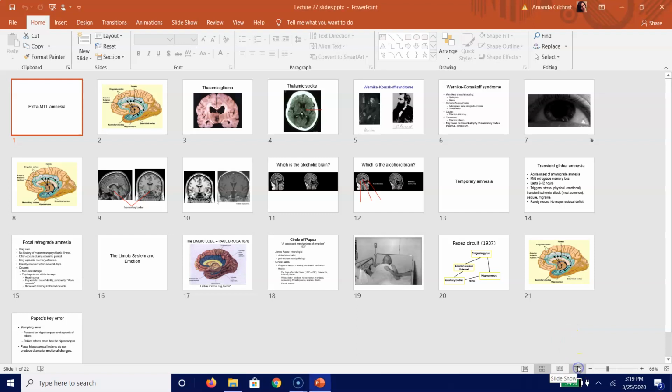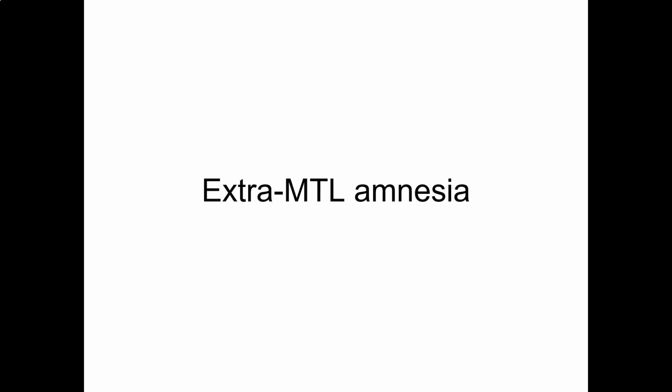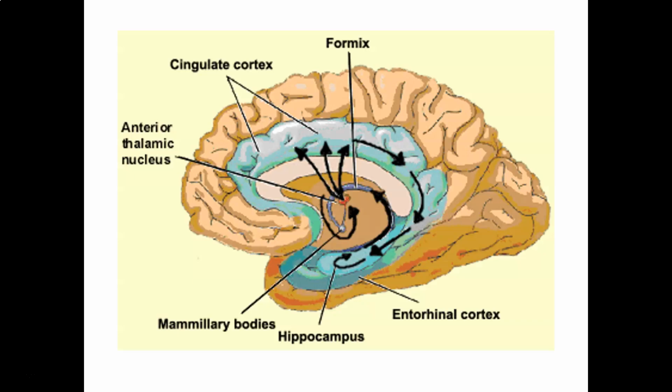All right, folks. So today we're going to talk a little bit about amnesia that occurs due to damage outside of the medial temporal lobes. And we're going to talk a little bit about the limbic system as well. Although the medial temporal lobe, the hippocampus in particular, is the principal site of declarative learning and memory, we do know that anterograde amnesia can also occur due to damage to other brain regions, especially those that are connected to the medial temporal lobe.